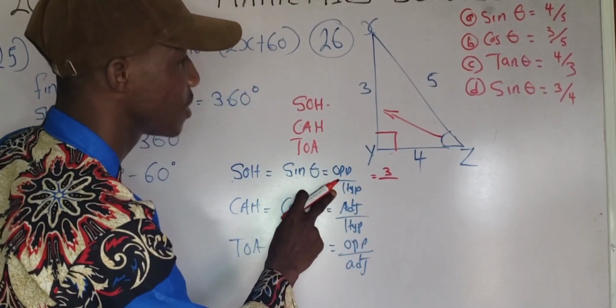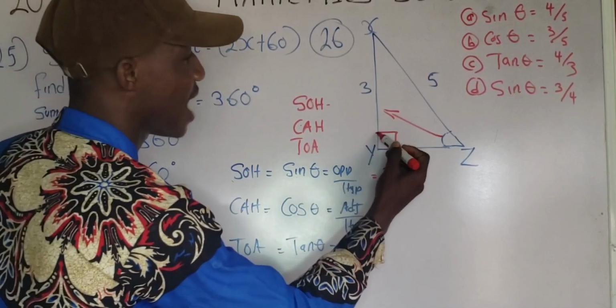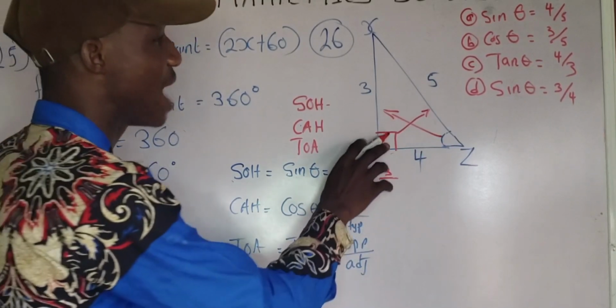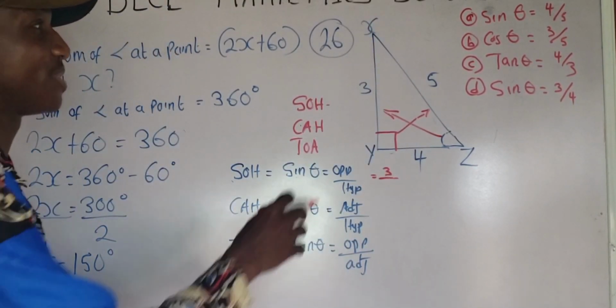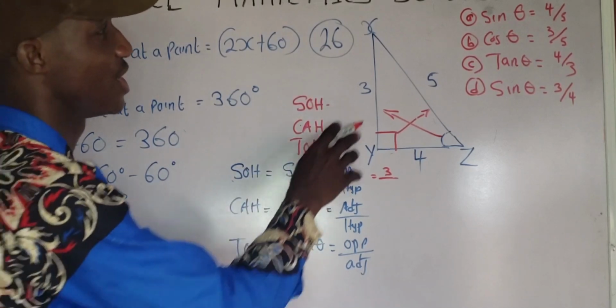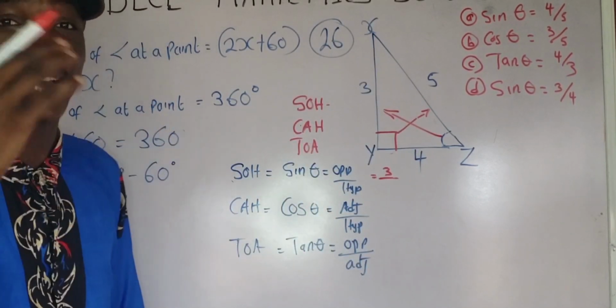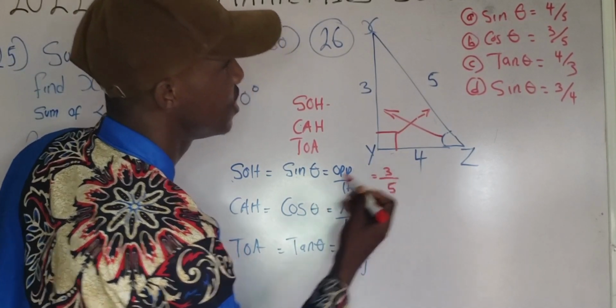over hypotenuse. Hypotenuse is the side which our 90 degree angle faces. You understand? This is the 90 degree angle, and it is facing this side. So the hypotenuse is this side. Because that is the side the 90 degree angle is facing, the hypotenuse is 5, which gives 3 over 5.